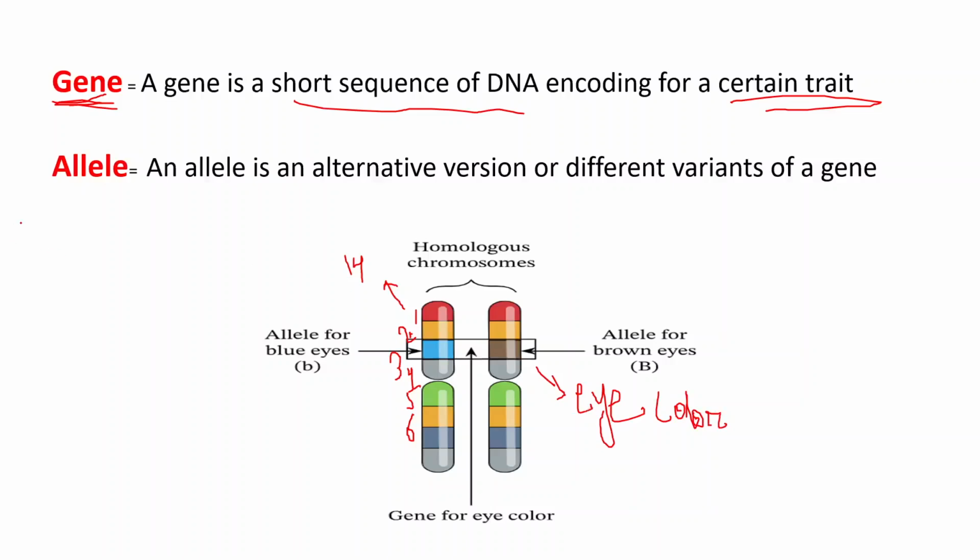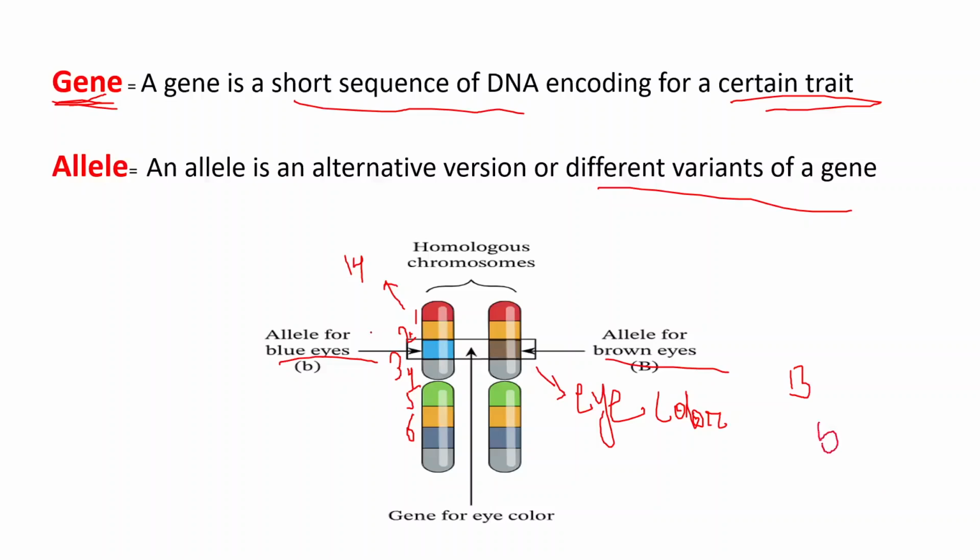And what is an allele? An allele is an alternative version or different variant of the gene. Suppose there are two variants of eye color: the first is blue eyes and the second is brown eyes. Eye color could be anything: someone has blue eyes, someone brown, someone black. In this chromosome you have the eye color gene on the third locus, which has two alleles, one denoting blue eyes and the other brown eyes. Brown is dominant in nature compared to blue, so it is represented as a capital B, and blue is recessive, so it is represented as a small b.